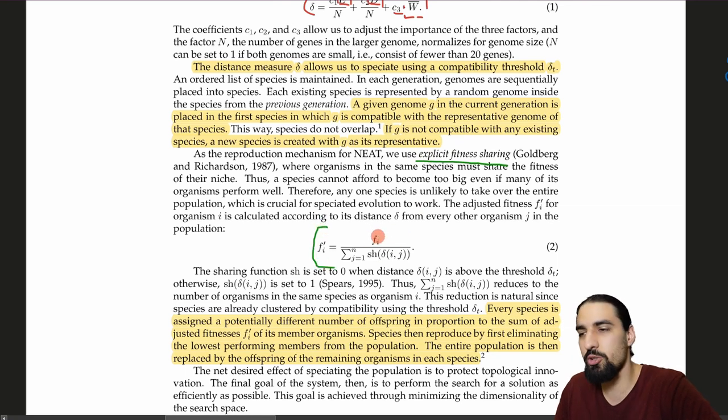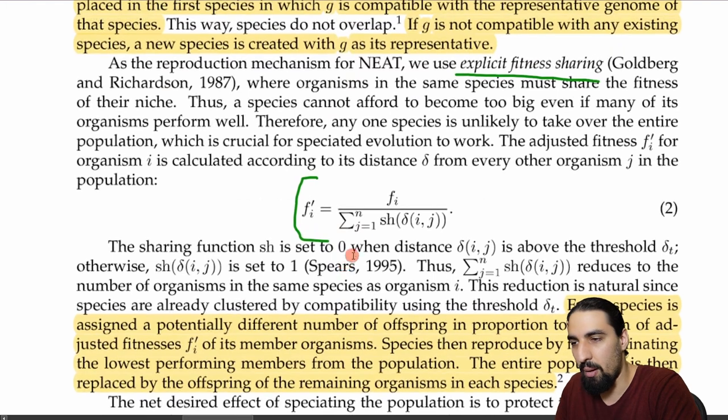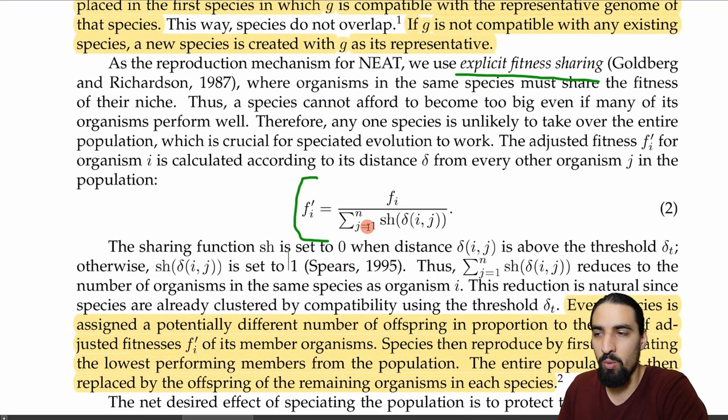And that means that not only do you care about the particular individual, you also care how big is the species that individual belongs to. That's denoted algebraically by this formula. So basically a summation from 1 to n, where n is the whole population size, including all of the species. And then we have this SH function, which is set to 1 when this compatibility measure is below the threshold, which basically means, hey, this is going to be the size of the species that this individual belongs to. So that's a long story short.